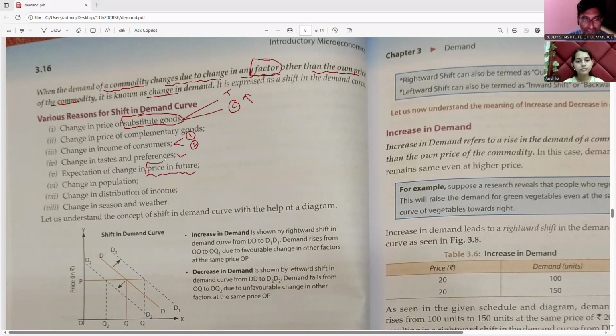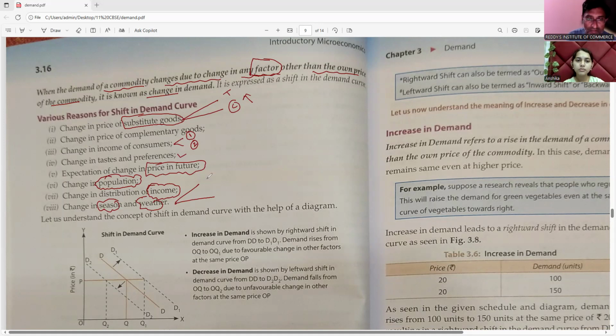You can take a simple example of gold ornaments nowadays. People are feeling that in the near future the price of gold will increase. Change in population. This is also an important factor which will affect the demand. Change in distribution of income. And then change in season and weather. You can see examples of winter, summer, rain.